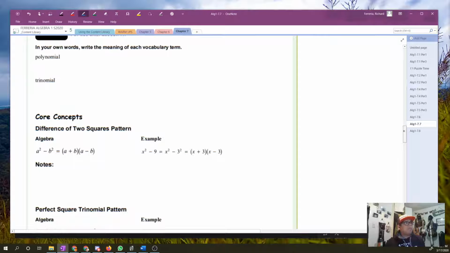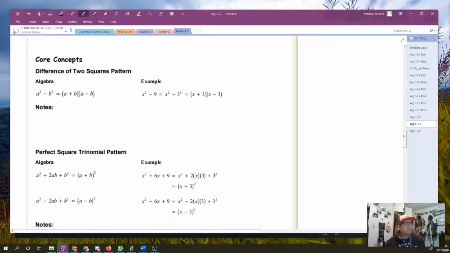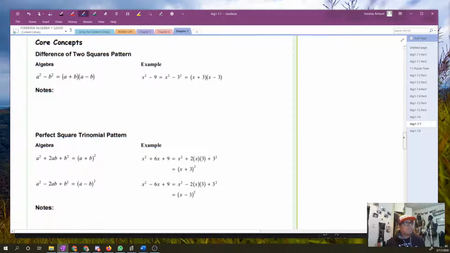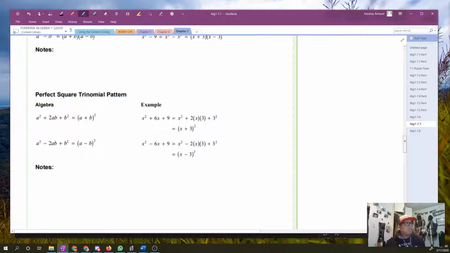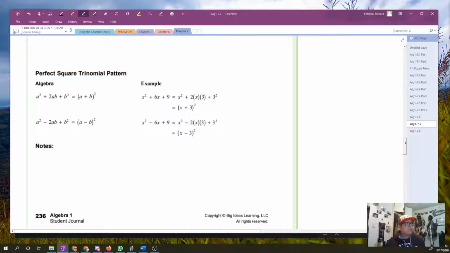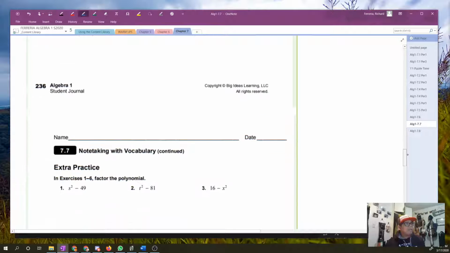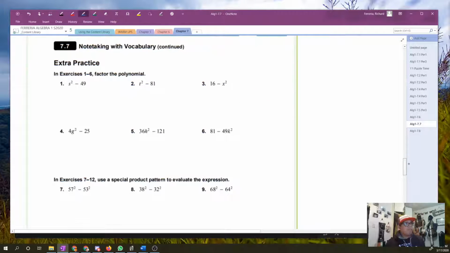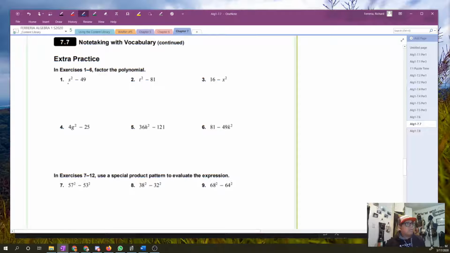Okay, polynomial, trinomial, we already know those. I'm going to skip those. Here are those two patterns that we talked about. More perfect square trinomials, and now we're going to try them. Let's see. S squared, perfect square, that's S times S. 49, that's a perfect square, that's 7 times 7.